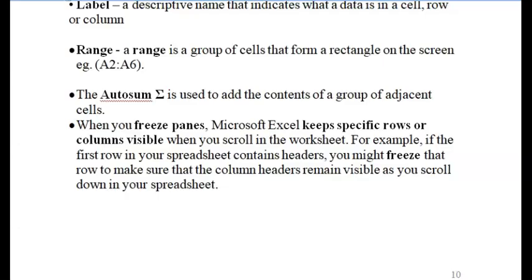And note that I have here, when you freeze panes, Microsoft Excel keeps specific rows or columns visible, because this too is a past paper question. How does it keep them? It keeps the rows and columns visible so that it doesn't matter where you go on that spreadsheet, what page you're on, you can still see those columns and rows from your first page. They are still visible to you. All right, so that's that.